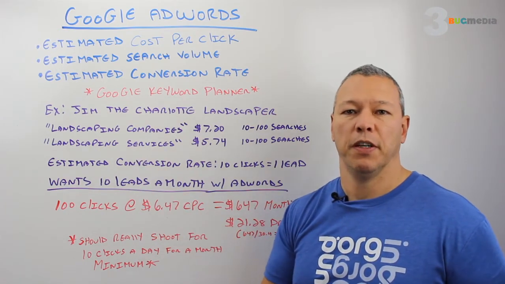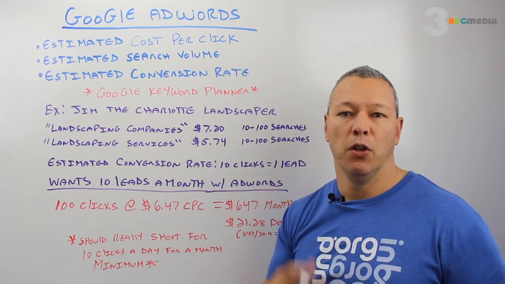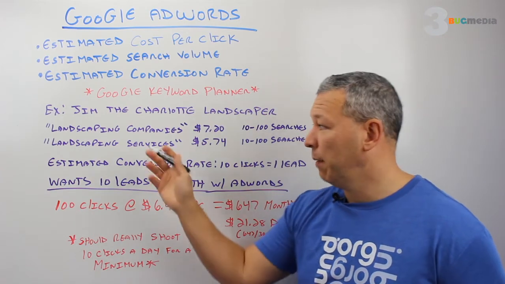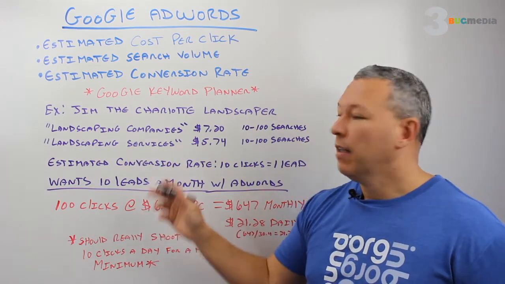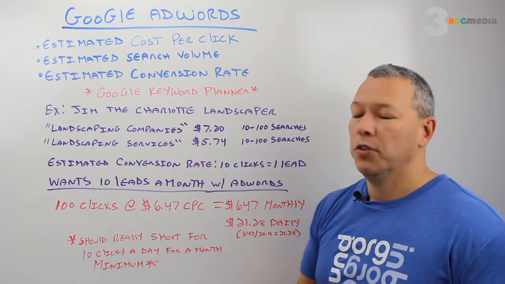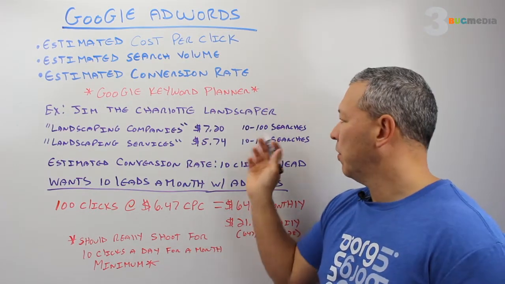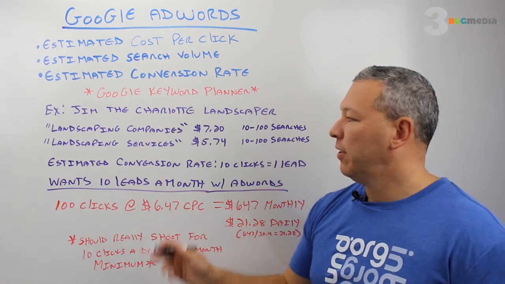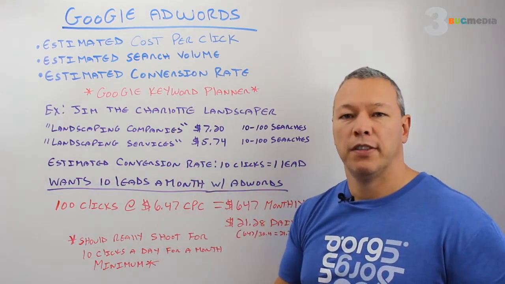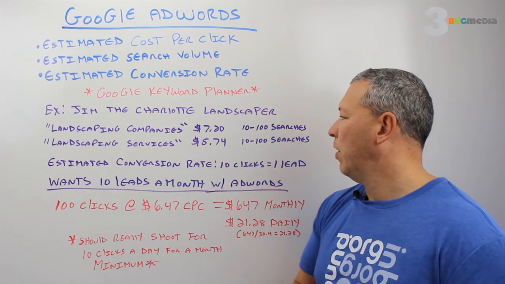Those are pretty specific terms and generally indicate people are looking for a landscaping company or a landscaping service. The estimated cost for "landscaping company" is $7.20 with an estimated search volume of 10 to 100 searches a month. "Landscaping services," $5.74 is the estimate. Same thing, 10 to 100 searches a month.